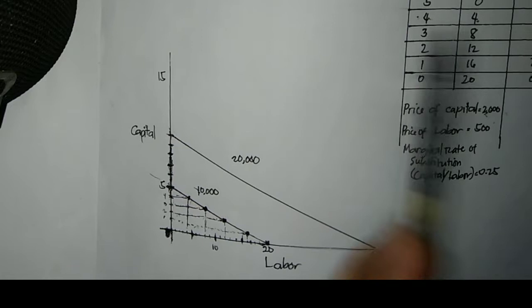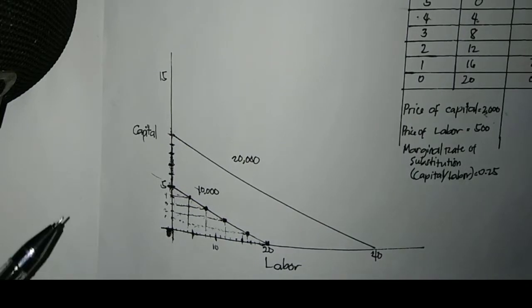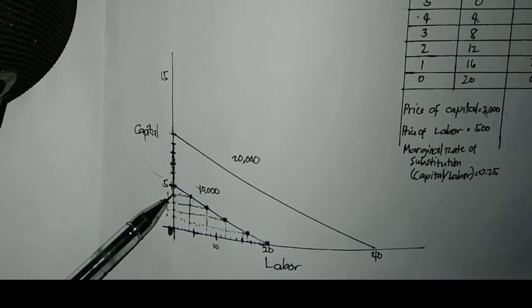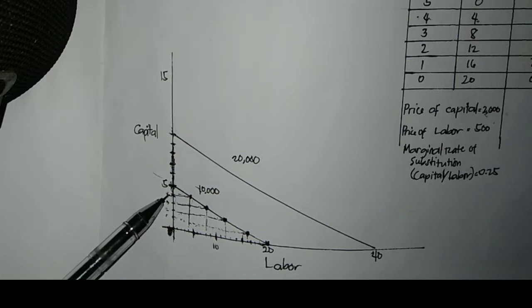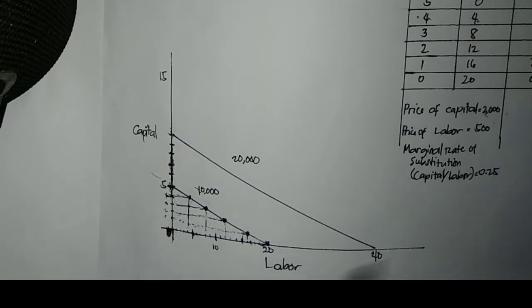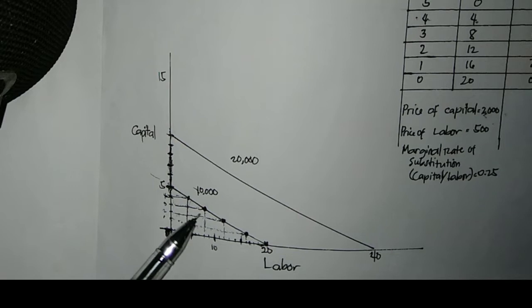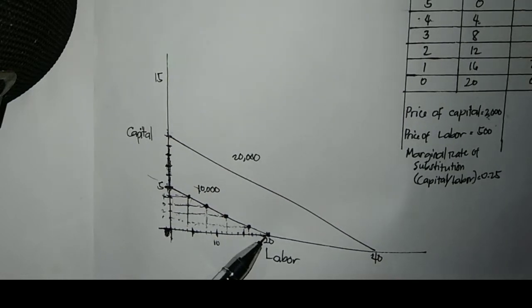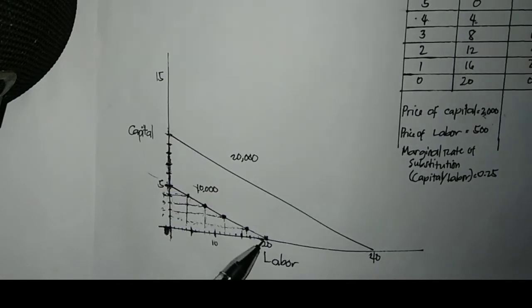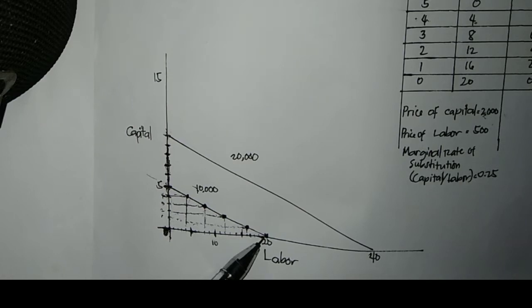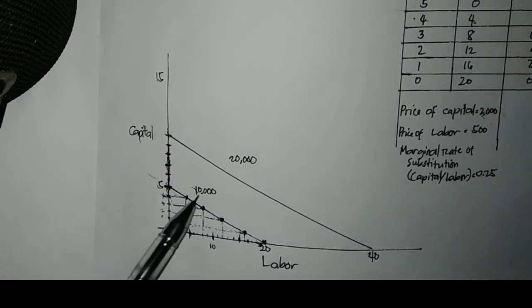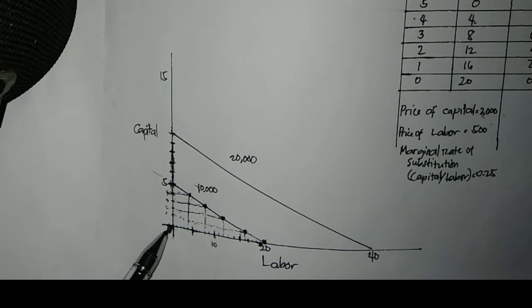So kung sa ikaduha, 4 pieces ang iyang capital nga gipalit, so equivalent of 8,000 kay 2,000 each. So makapalit pa siya og 4 pieces of labor. And then paingon diri sa ubos, kung 20 ang iyang paliton nga labor, multiplied by 500, so 10,000. So, 0 ang iyang capital.